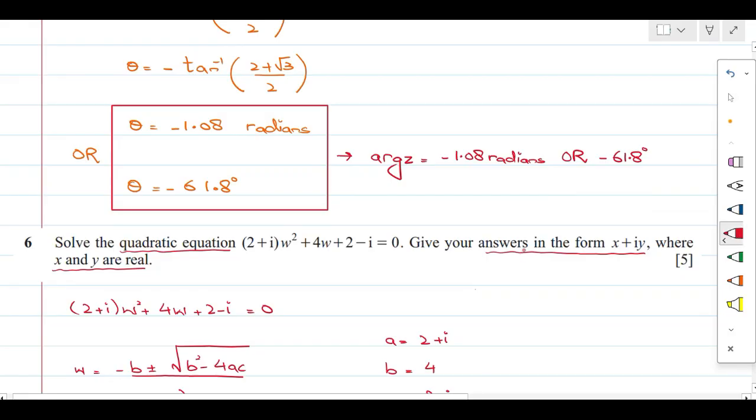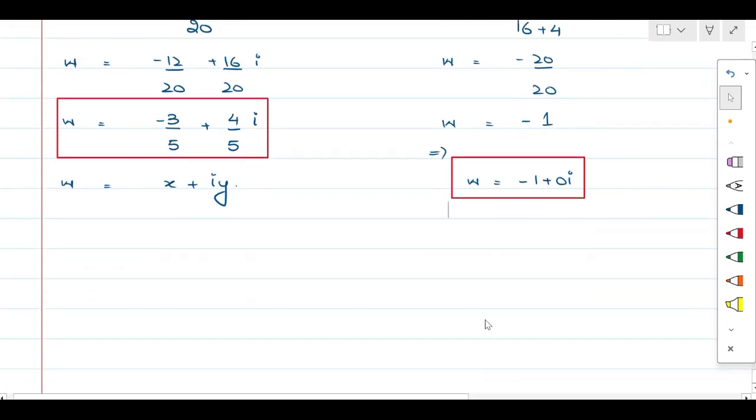You need to find the answers in the form x plus iy, where x and y are real. So you can see this x and y both are real numbers.